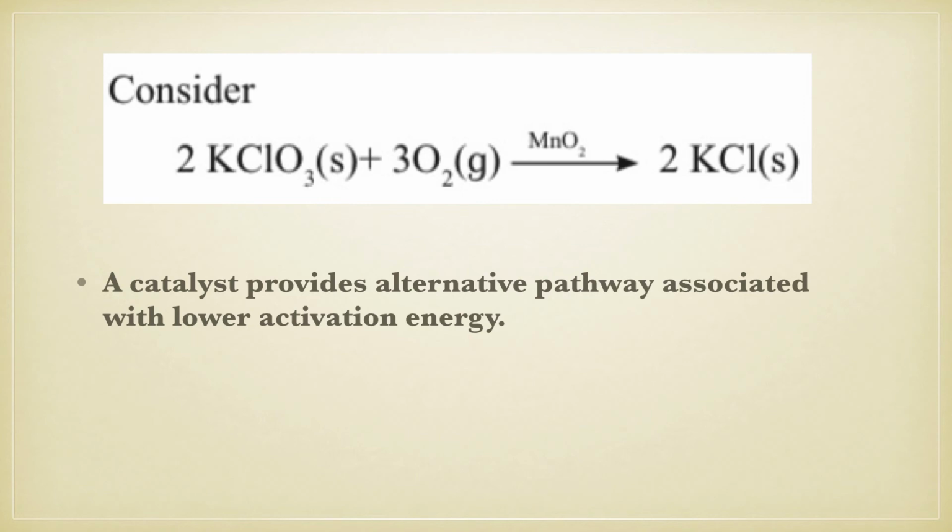So what does a catalyst do? The catalyst over here speeds up the reaction. It is observed that the decomposition rate increases with the addition of catalyst. So I can say that a catalyst provides an alternative pathway associated with lowering of the activation energy. That means the catalyst lowers the activation energy. As a result, what will happen? The reaction will be completed faster.